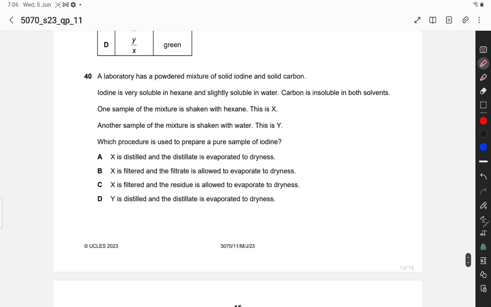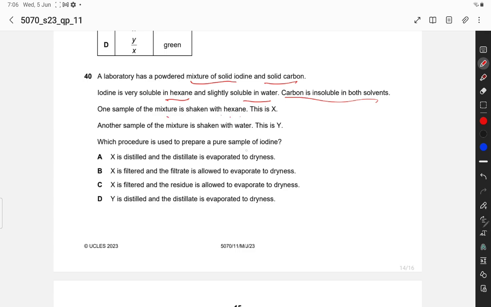A laboratory has a powdered mixture of solid iodine and solid carbon. Iodine is very soluble in hexane and slightly soluble in water. Carbon is insoluble in both solvents. One sample of the mixture is shaken with hexane. This is X. Another sample of the mixture is shaken with water.